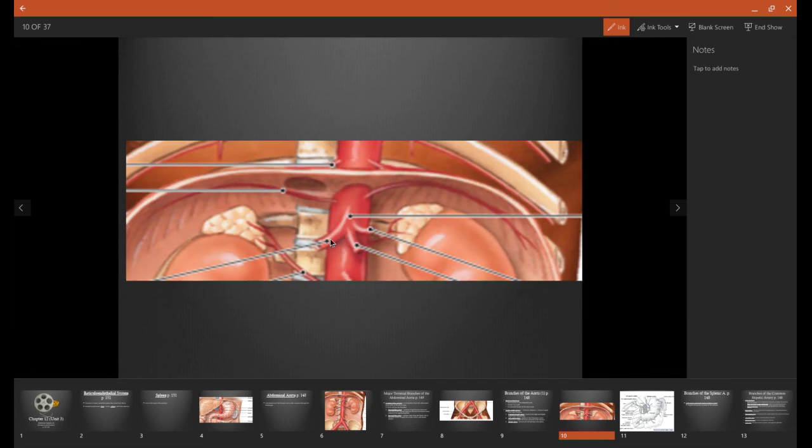So here's our abdominal aorta right after it passes the diaphragm, and here are the inferior phrenic arteries as they continue upward to the diaphragm, and then this is the celiac trunk right here. We can see the branches, and we'll see them a little bit better in just a moment.